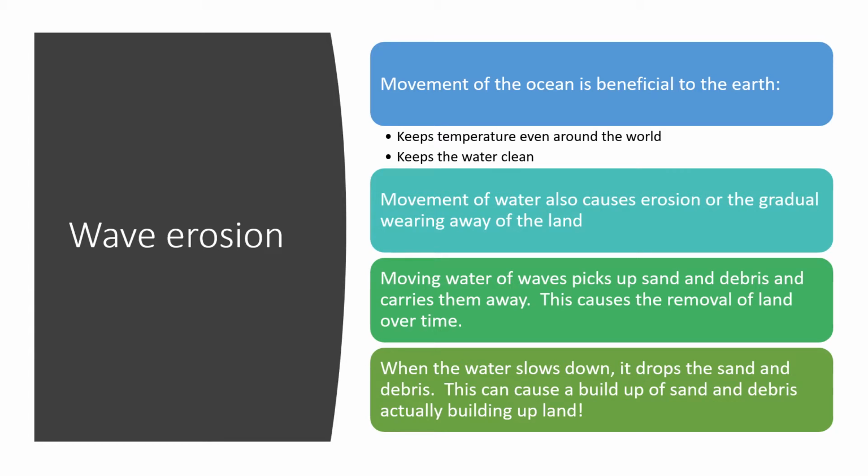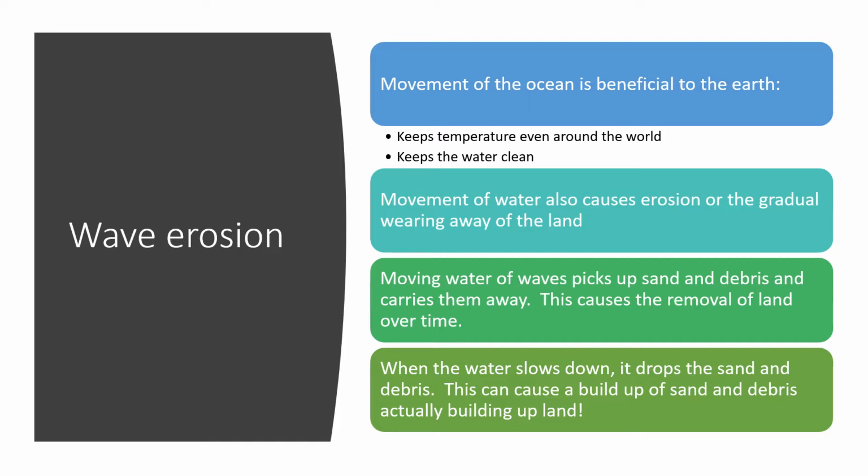And so movement of ocean is, of course, beneficial to the Earth. It keeps the temperature around the world relatively even, if you will. We don't have really, really hot spots, and even though I know we have the tropics and we have Arctic and that kind of thing, I'm talking about extremes where life could not live. It keeps it relatively the same around the Earth, and it also keeps the water clean.